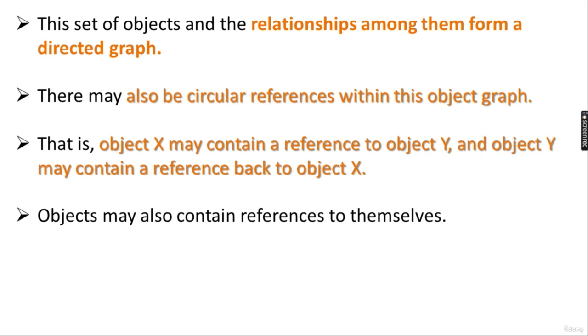There may also be circular references, that is, one object is dependent upon another, and the other object is dependent upon the first object. Object X may contain a reference to object Y, and object Y may circularly contain a reference back to object X. Also, objects can contain references to themselves.